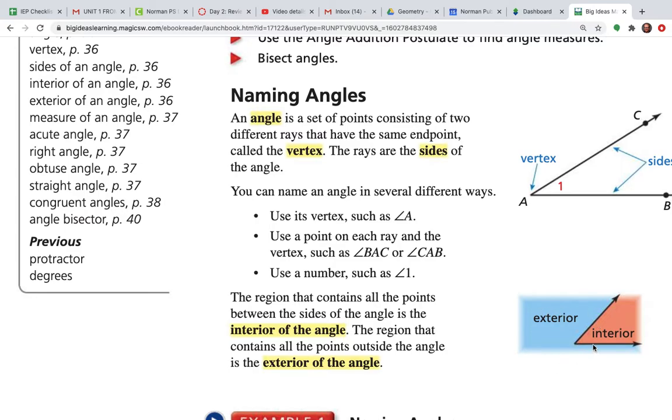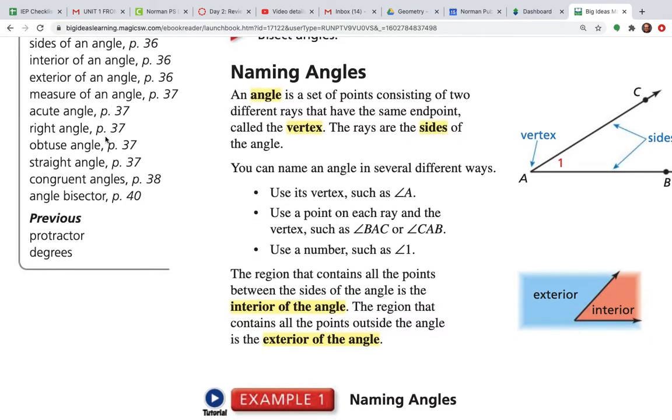Now, this isn't part of this section, but if you add the interior and the exterior, you will always get a circle. Now, how many degrees is a circle? Well, a circle is 360 degrees, right? So if you add up the interior and the exterior, it will always be 360 degrees.